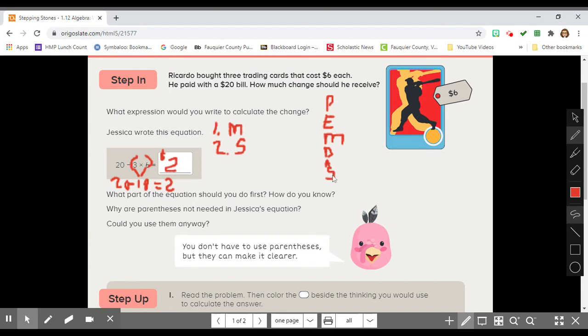But since PEMDAS is making us do the 3 times 6 first, that's why we're not putting parentheses, because PEMDAS is already making us do 3 times 6 first. And that's what the word problem is already asking us to do, 3 times 6 first too.